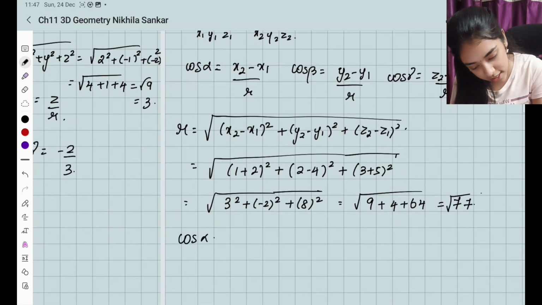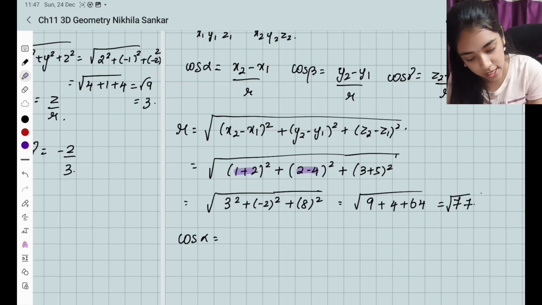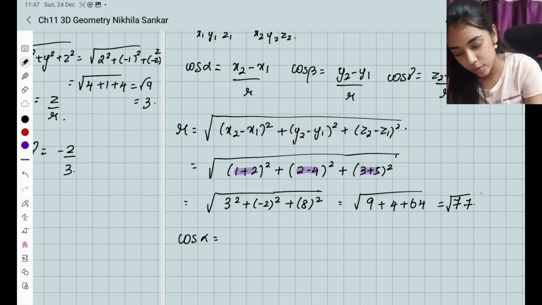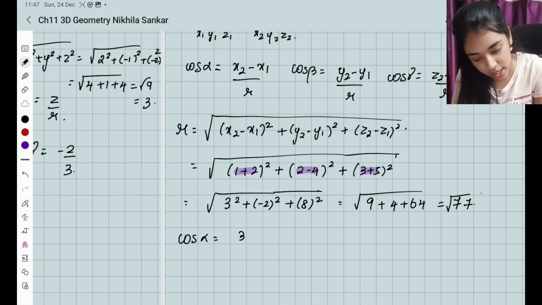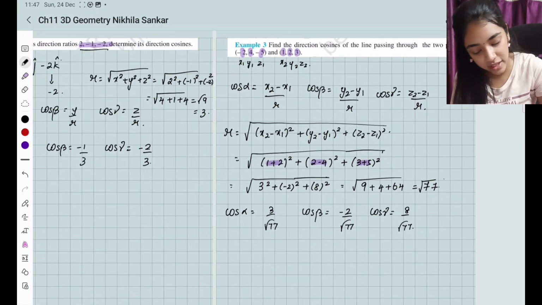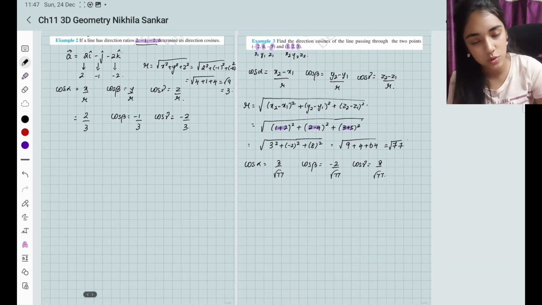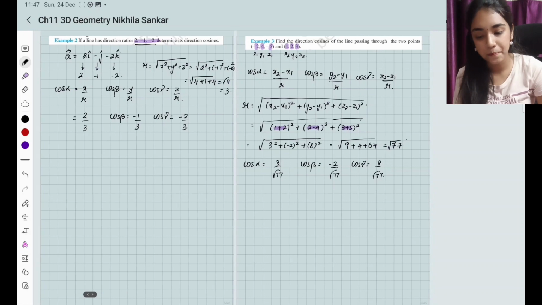இப்போ cos alpha என்ன? Cos alpha is going to be x2 minus x1. இங்க தானே போட்டோம். This is x2 minus x1, y2 minus y1 and z2 minus z1. இப்பதான் கண்டுபிடிச்சோம். So cos alpha is going to be 3 divided by root 77. Cos beta is going to be minus 2 divided by root 77. And cos gamma is going to be 8 divided by root 77. Okay. So இப்போ ரெண்டு பாயிண்ட்டுக்கு direction ratio கொடுத்திருக்காங்கன்னா you can find the direction cosines. Okay. Please copy.